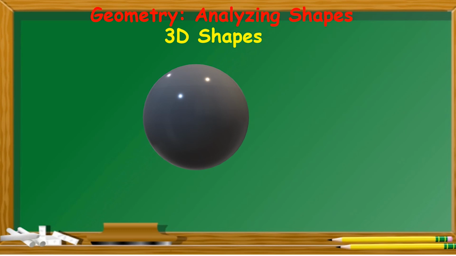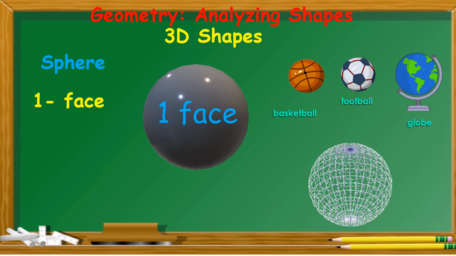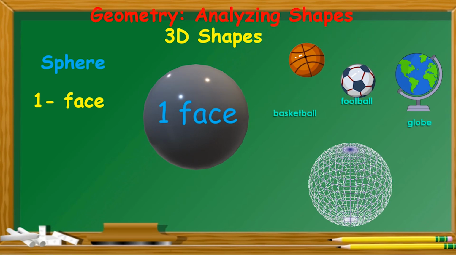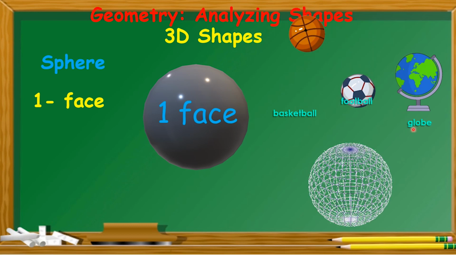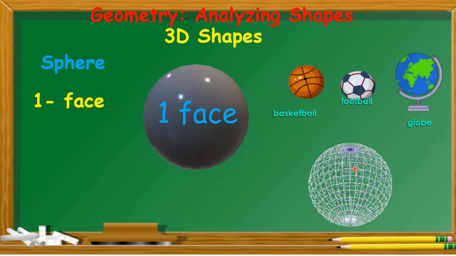Next, this one is what we call a sphere. A sphere is like a what? It has one face. A sphere is like a basketball. Only one face. A football. This one is our planet Earth.